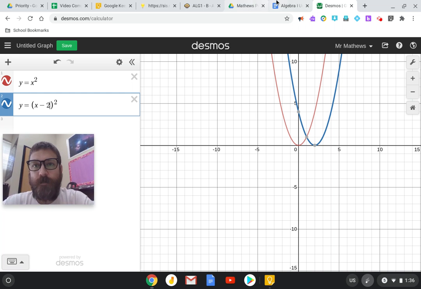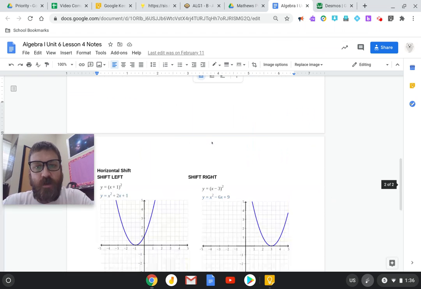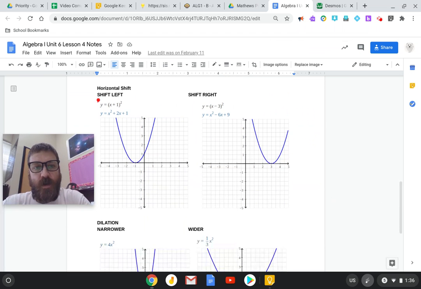Again, if I do an 8, a 3, a 2, every time it's shifting to the right that number of units. Jumping back to the notes page, if I go down to the second page here, this is what I see here. I have a shift to the left and a shift to the right. Plus shifts to the left, minus shifts to the right.